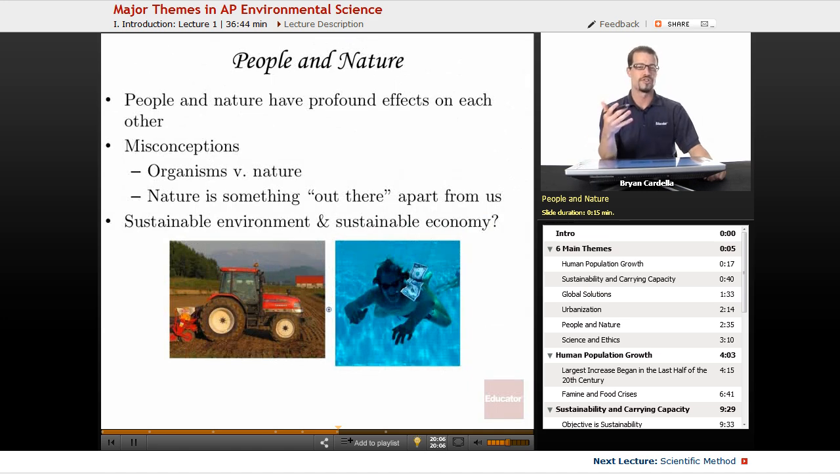All right, people and nature. So this does have to do with urbanization, of course, but whether you live in a rural area, suburban area, or urban area, your life is intertwined with nature. So people and nature have profound effects on each other. This is a common theme in environmental science, of course. But there are some misconceptions with how that works. A lot of people view it as organisms versus nature, like nature's rough, nature's unforgiving, and it's us versus the wild. Well, yeah, nature can be harsh, but that's just how it is with life on this planet.